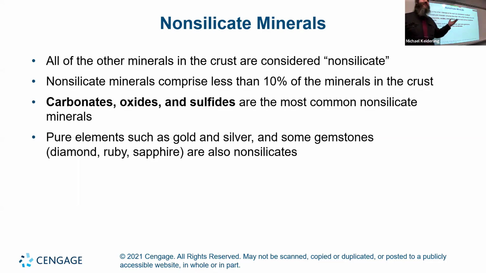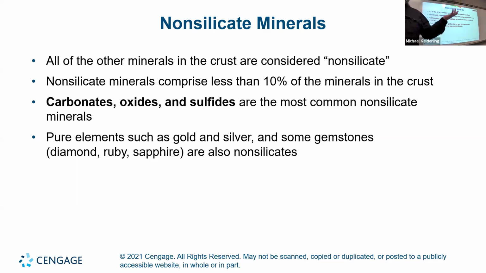There are also sulfates, which is another, that is like a sulfur and oxygen combination with other stuff. And then pure elements such as gold, silver, and some gemstones, diamond, ruby, and sapphire are also non-silicates. In fact, ruby and sapphire are technically oxides. Diamond is just pure carbon, so it's just a pure element.